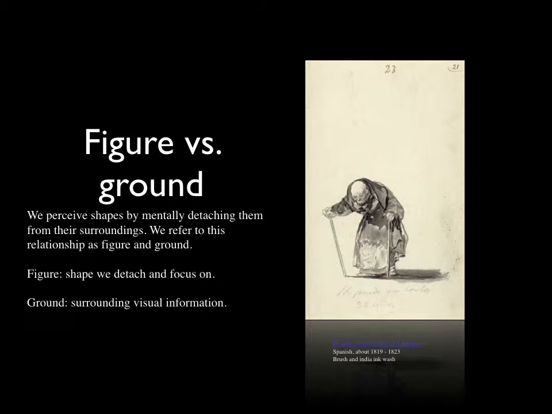There's also, with shapes and forms, something that's called figure versus ground. We perceive shapes by mentally detaching them from their surroundings. We refer to this relationship as figure and ground. So in this example, we see a man, right? The man is our shape. The ground is the background. And if you look, there's shapes formed by the area in between, right? There's a little triangle right here.